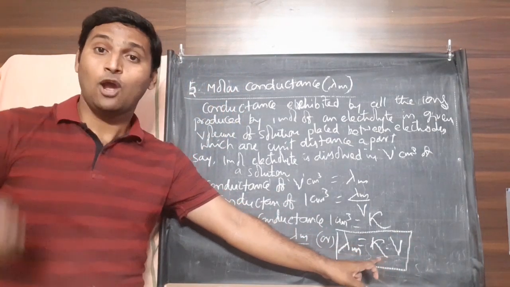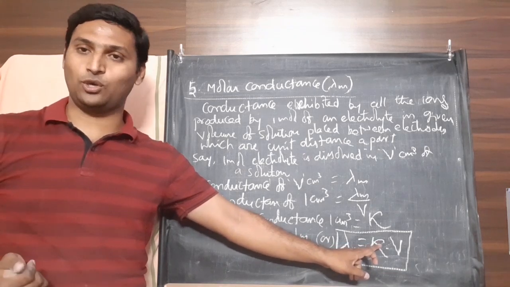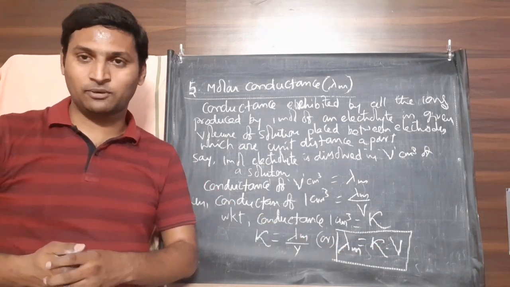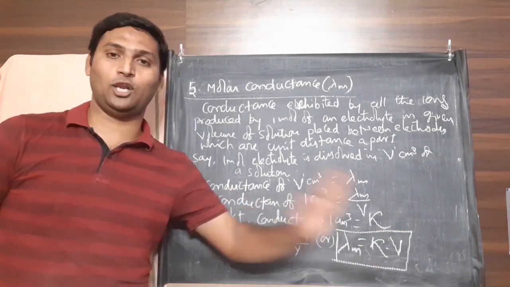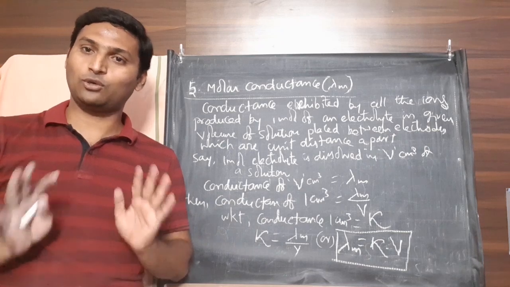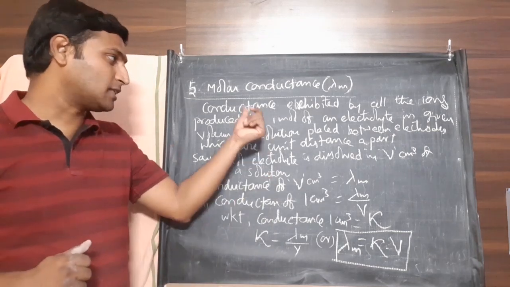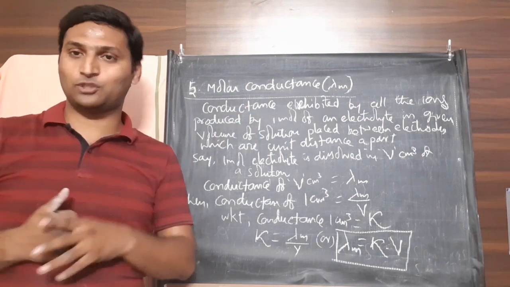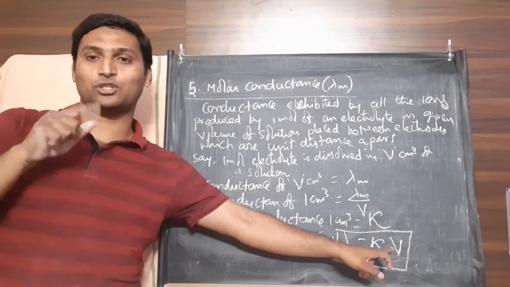Here V represents the volume of the solution or V represents the dilution of the solution, because the more the dilution, the more the volume of solution, right? So, lambda m is equal to kappa into volume. Simple. Lambda m is equal to kappa into volume. Now you know very well. If I have to express it in terms of concentration of solution, you know very well concentration is inversely proportional to dilution.